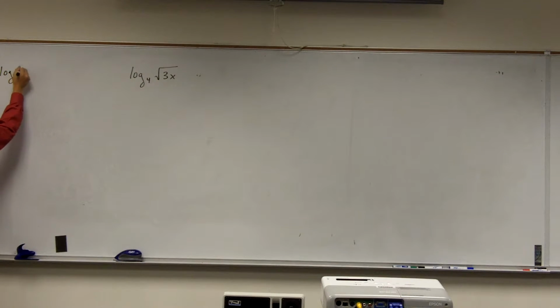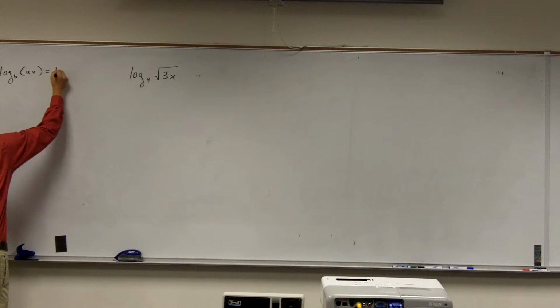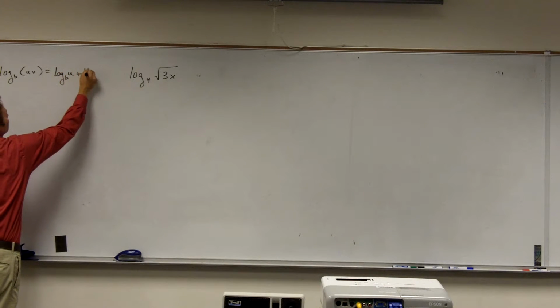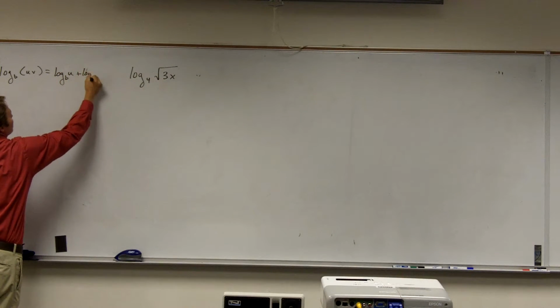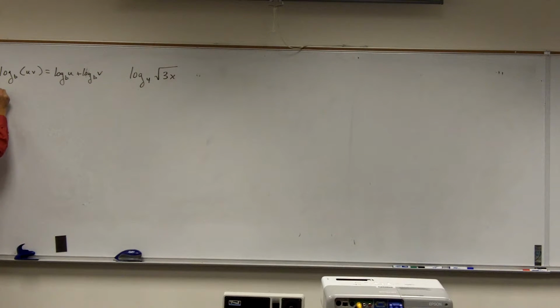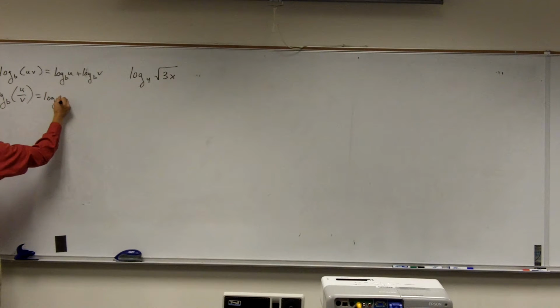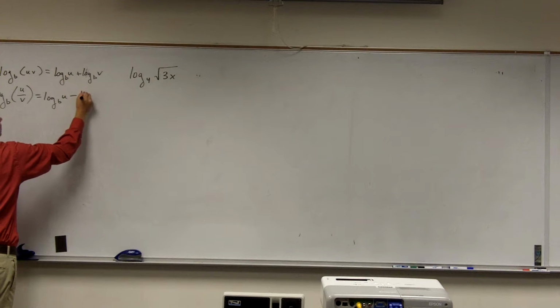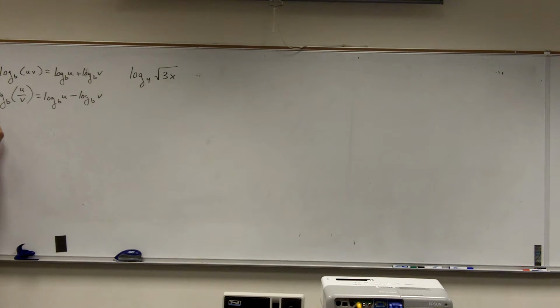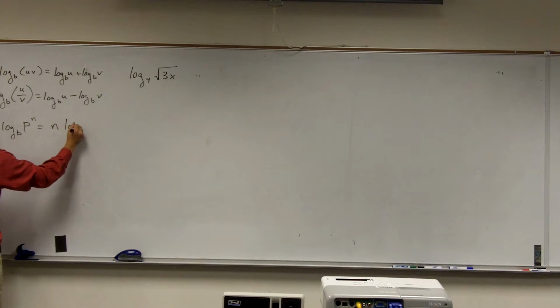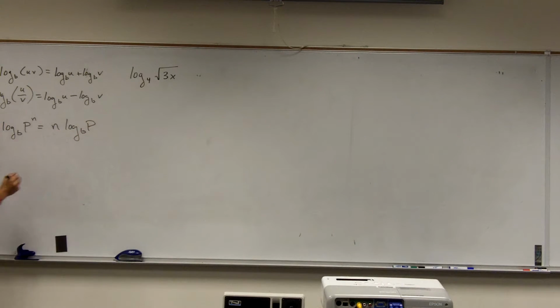So here's rule 1. If you have multiplication on the inside, you can break that up into addition. Rule 2 is that if you have log base b of u divided by v, this is log base b of u minus log base b of v. And then the other one is if you have log base b of something to a power, you can bring down that power to the front. And then you can take care of it that way.